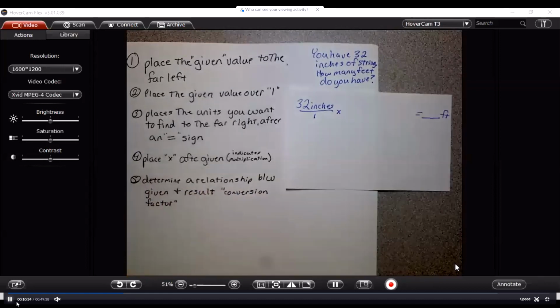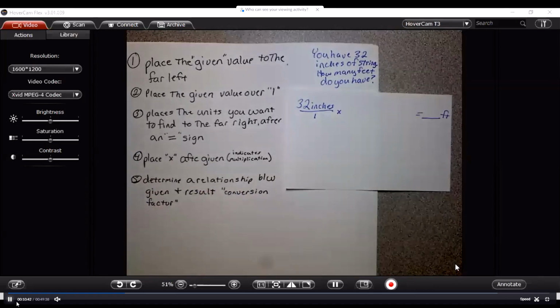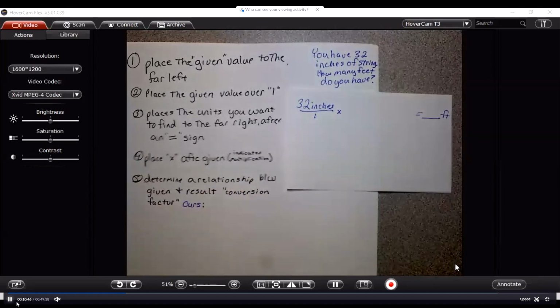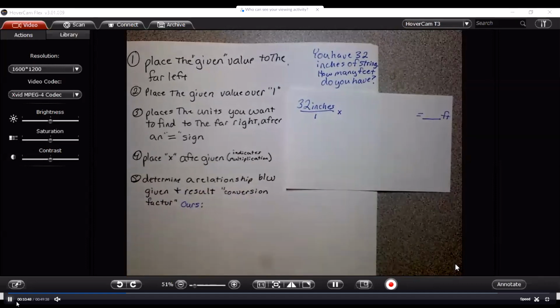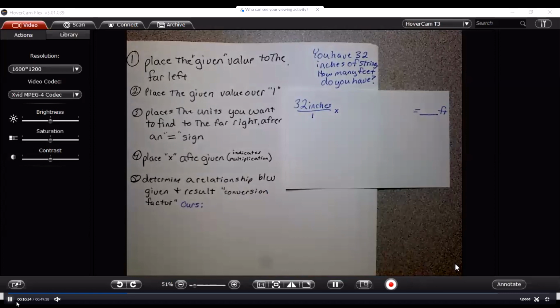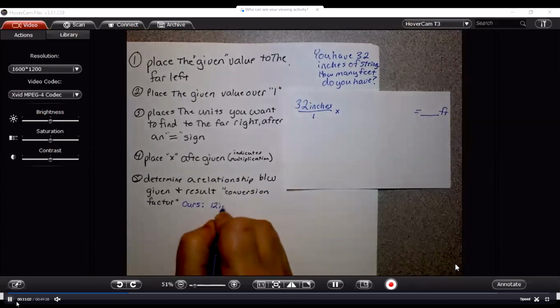We call those relationships conversion factors. And that's what we're going to put in that empty space there. So for us, if we don't know that there are 12 inches in a foot, we could just pull out a ruler and take a look. It's a pretty simple one. So our conversion factor, otherwise known as a CF throughout the video, is 12 inches equals 1 foot. So I'm going to write that down here for you.